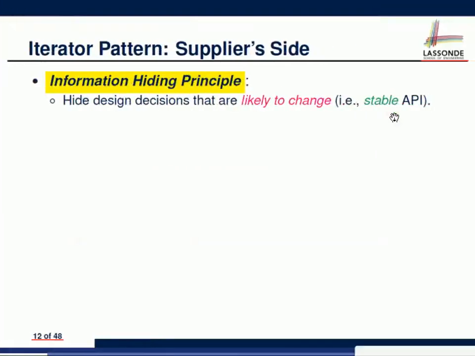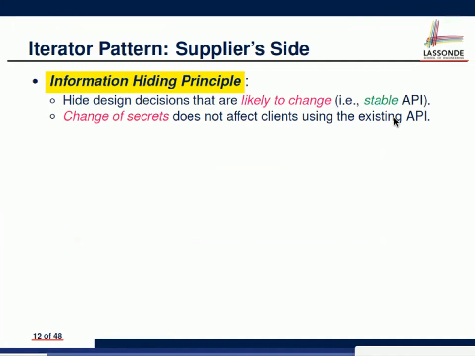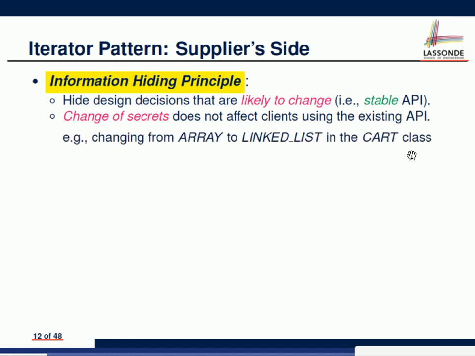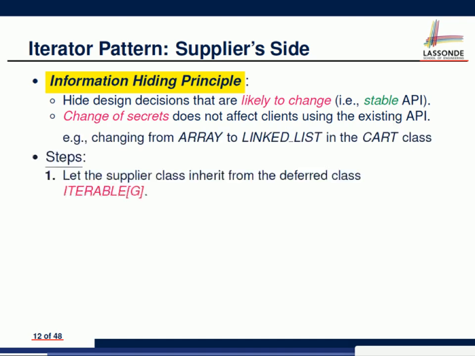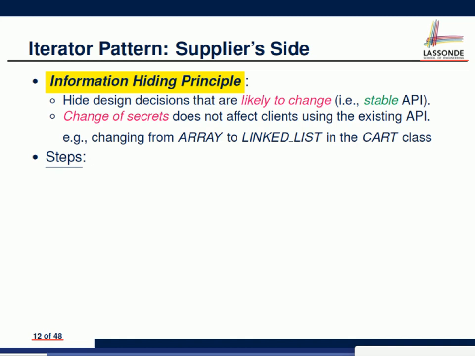Okay, change of the secret does not affect the clients using the existing API, right? So you may change from array into linked list. That's about the information hiding principle. Okay, that's the simple definition. Any question here? And now we'll talk about iterator.